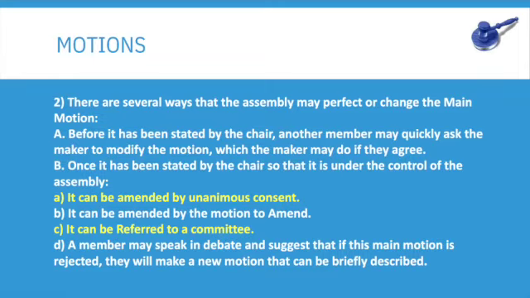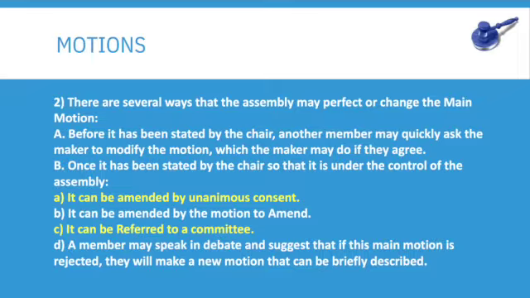Now, there are several ways that you can change or perfect a main motion to make sure you're getting the correct action that you want. So before it's been stated by the chair, another member can quickly ask the maker of the motion to modify it, and the maker can then agree. But once it's been stated by the chair, it is under the control of the assembly, and the assembly can now decide how we can perfect this motion.